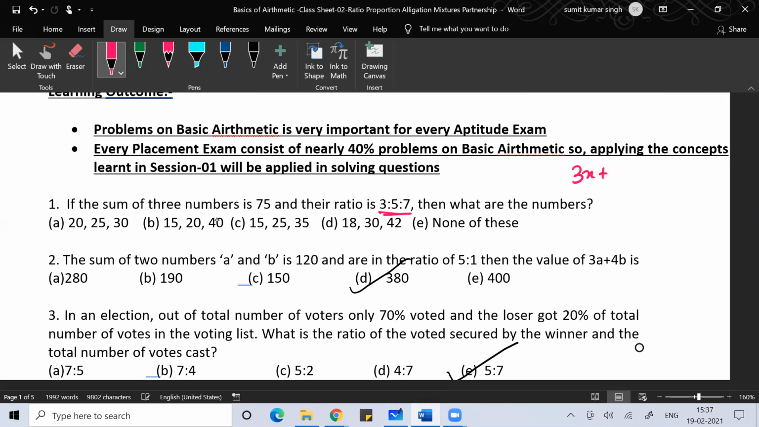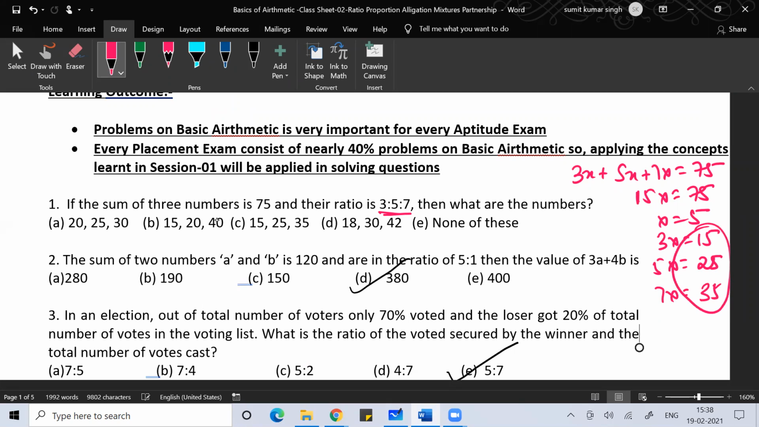So you can take the numbers as 3x, 5x, 7x. The sum is 75. So you can write 15x is equal to 75. So x is equal to 5. So 3x is equal to 15, 5x is equal to 25 and 7x is equal to 35. So these are your numbers: 15, 25 and 35.